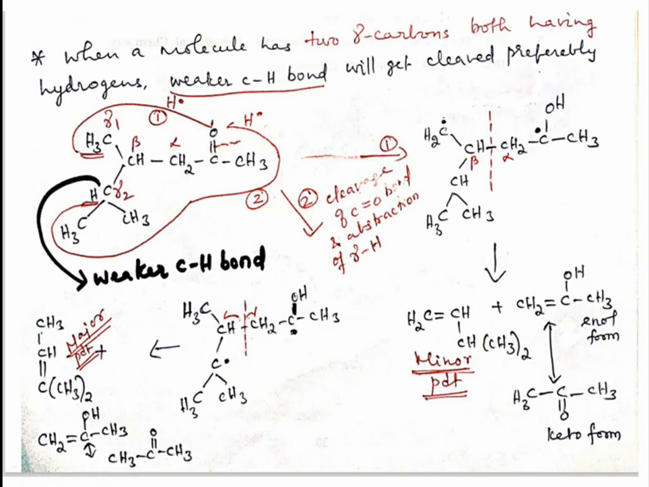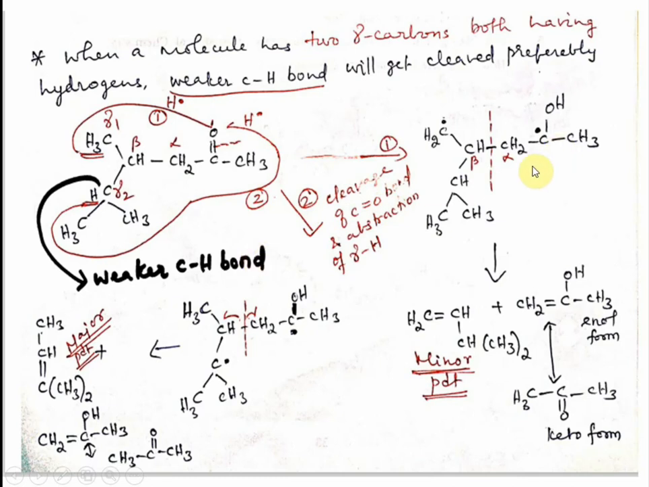In the second step, the gamma carbon hydrogen bond will get cleaved. In pathway 1, this gamma 1 carbon hydrogen bond will get cleaved, and H dot will get transferred to oxygen. In pathway 2, this gamma carbon 2 that possesses hydrogen, this bond will get cleaved, and this H dot will get transferred to the O dot. So in pathway 1 there is a 1,4 biradical, in pathway 2 there is another 1,4 biradical.